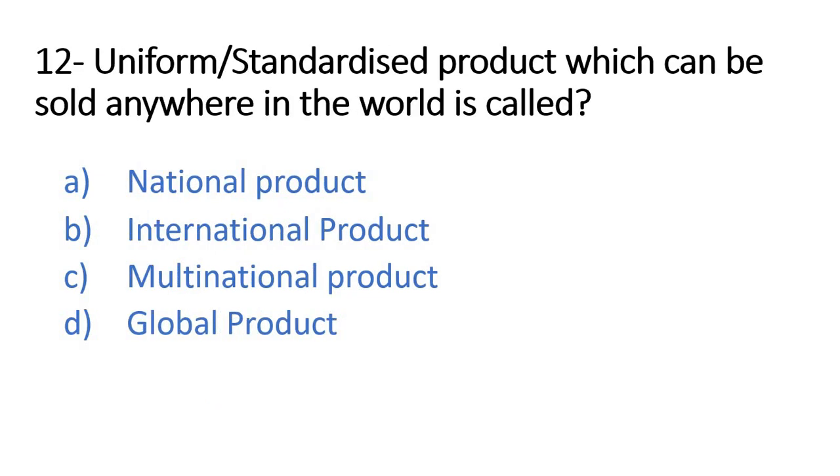Here is the next question. Uniform, standardized product which can be sold anywhere in the world is called national product, international product, multinational product, or global product. Choose the right answer. Option D, global product.